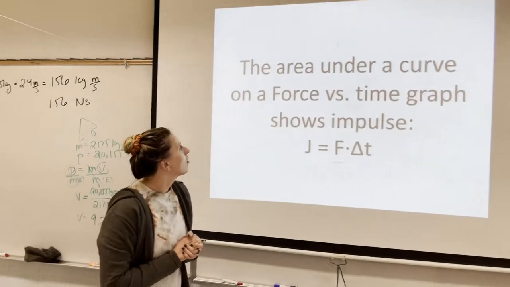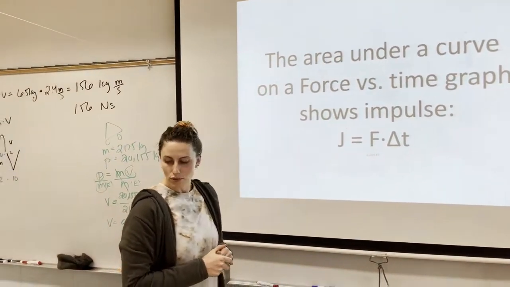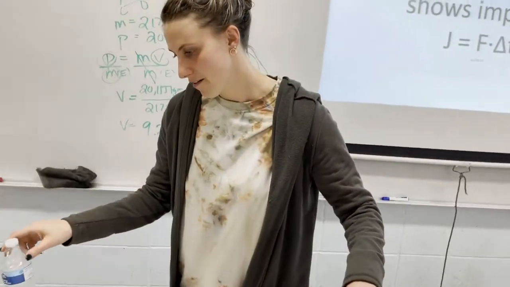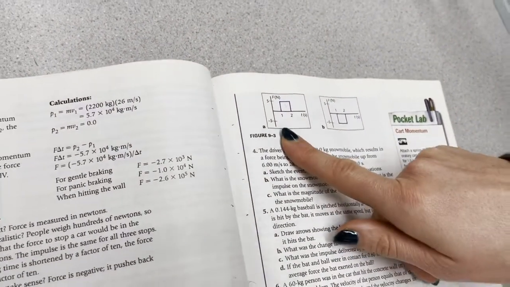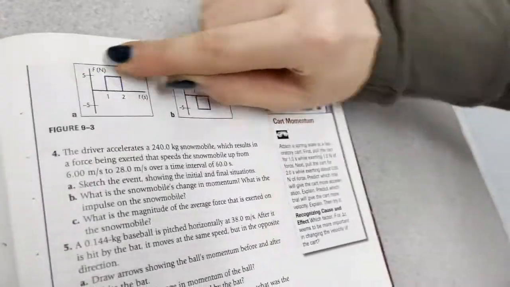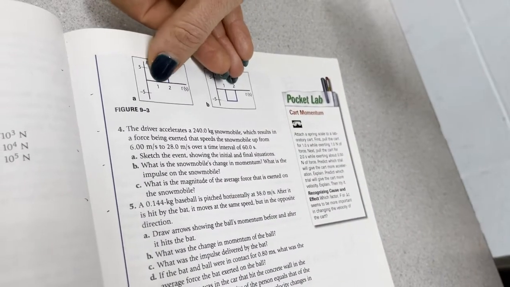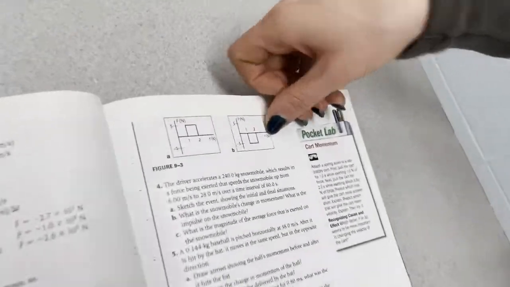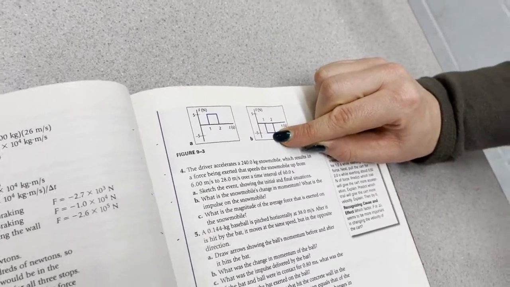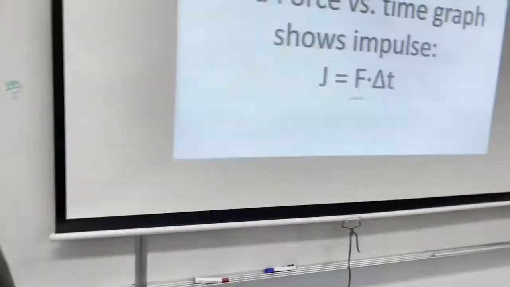Next slide. The area under a curve on a force versus time graph shows the impulse. Let's take a look at that. Here we are. There's a force over time graph. We've got force here, we've got time here, and you can see this is happening over 2 seconds, and we exert a force of 5 newtons. And over here, the same thing, but our force is negative. That would be like speeding it up, and the other one would be slowing it down. Yeah, and so what it's telling us is that the area under this curve is the impulse. So we can find the impulse by looking at it.